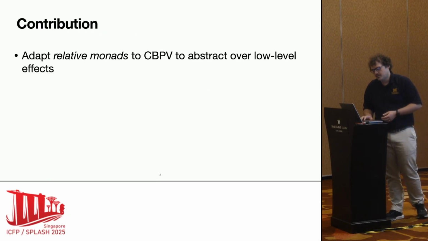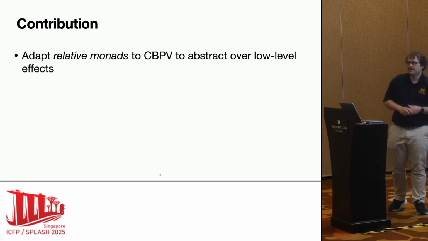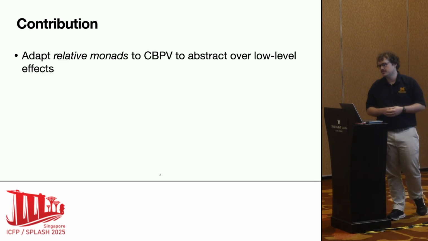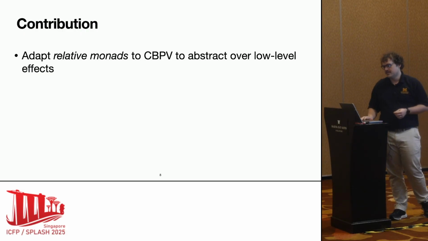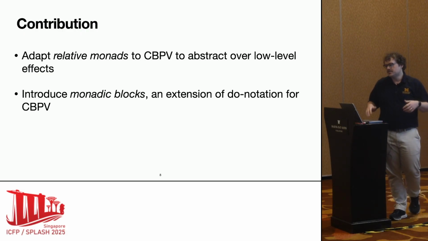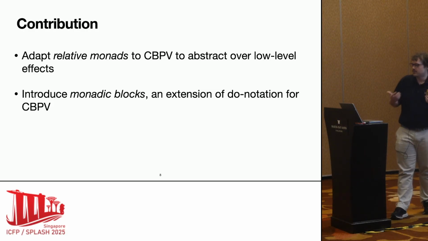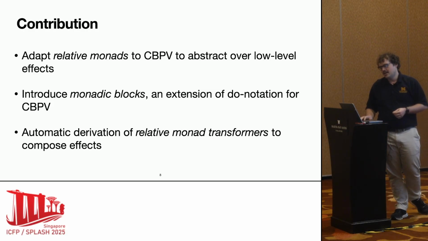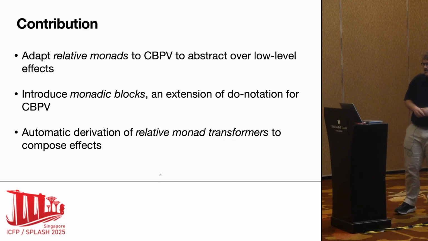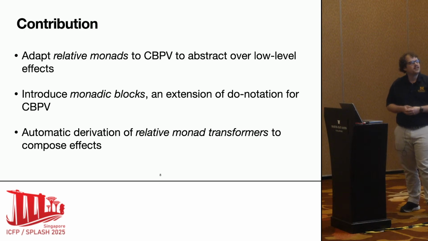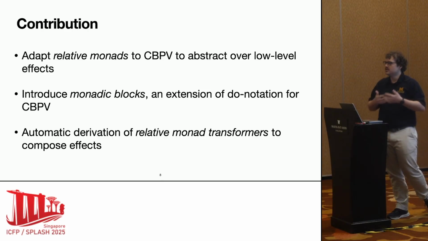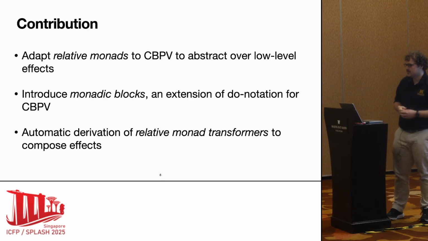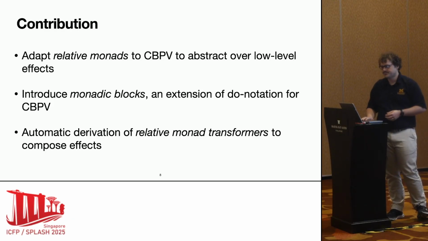Okay, so contributions of our paper is we adapt this existing category theoretic notion of a relative monad to a call by push value language to talk about abstraction over low-level effects. And then we introduce a kind of extension of do notation for those relative monads. And as an application of that, we show that unlike ordinary monads, we can automatically derive relative monad transformers, so we can build up more complex effectful languages from small components.